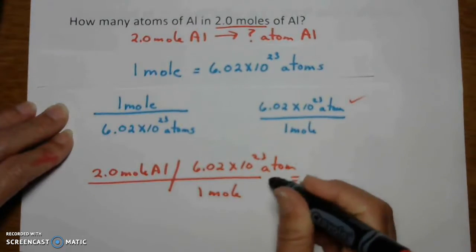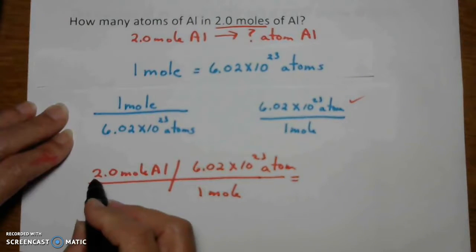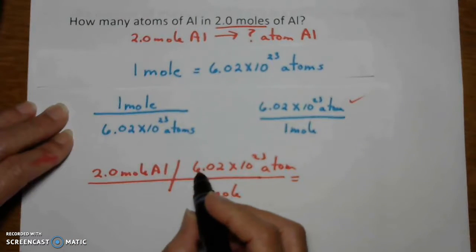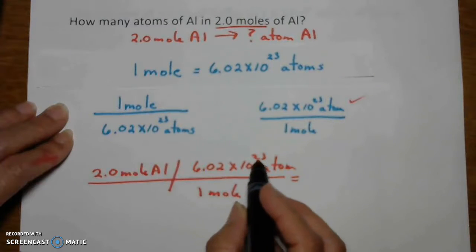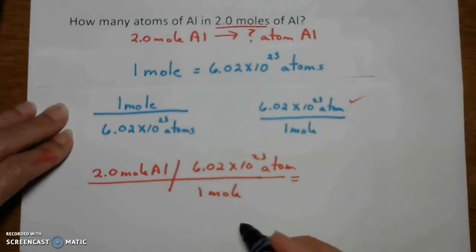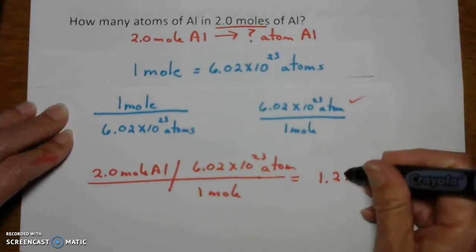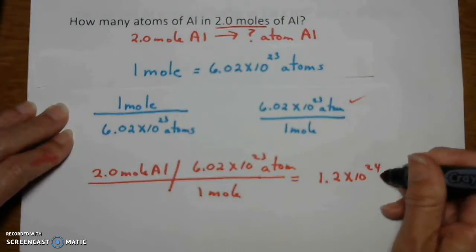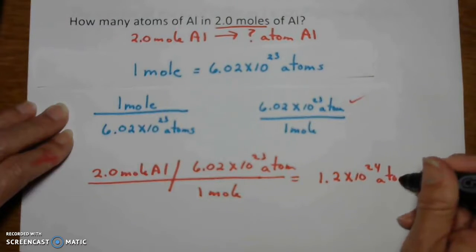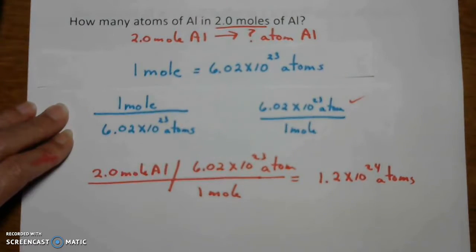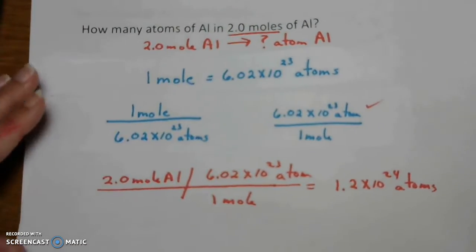So this is going to be multiplication. We're going to take 2 and we're going to multiply 6.02 times 10 to the 23rd, divide by 1. Our answer will be 1.2 times 10 to the 24th atoms. This makes sense because we would expect 2 moles to have a large number of atoms in it. So let's do the next one.